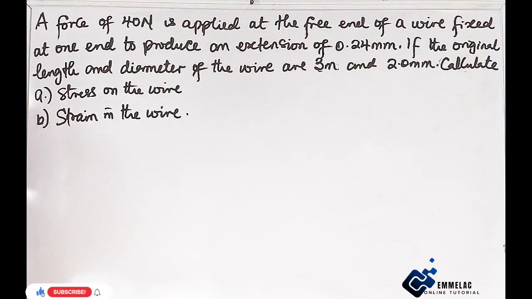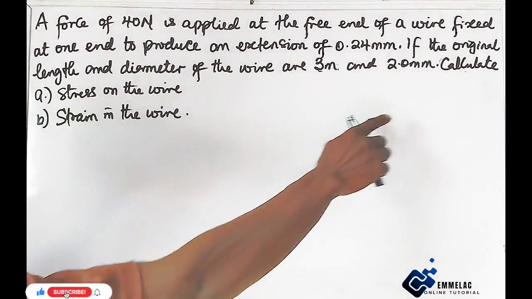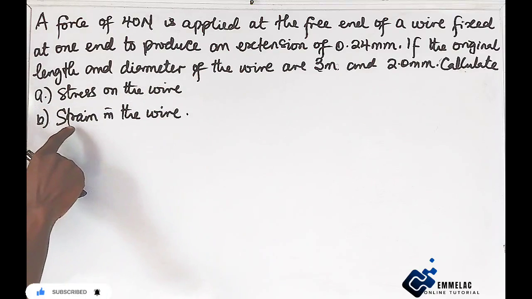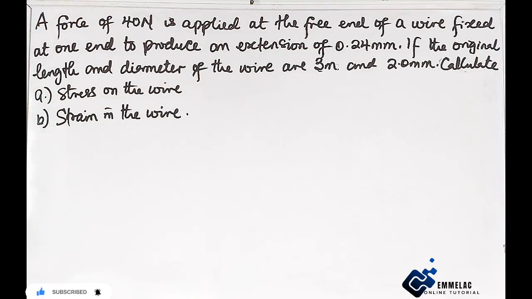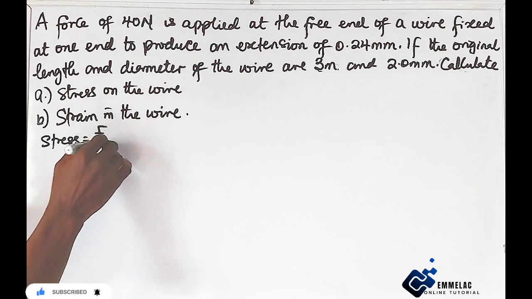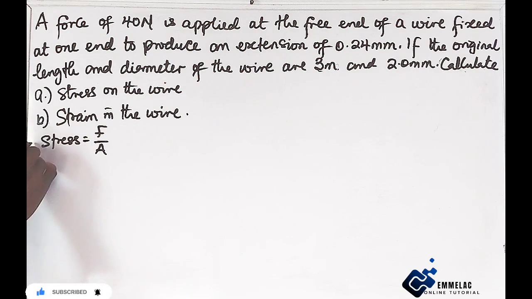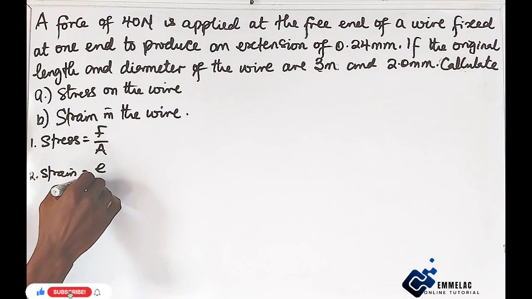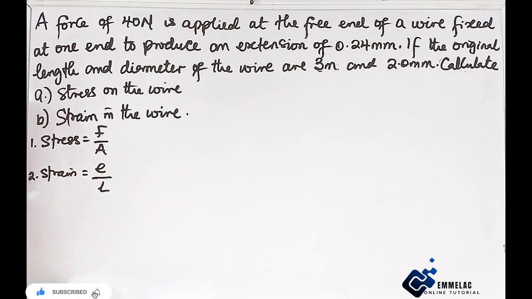Now, this is a question in elasticity, and we are told to calculate the stress on the wire and the strain in the wire. First of all, let us recall the formula for stress. Stress is force all over area, while strain is the extension all over the original length.